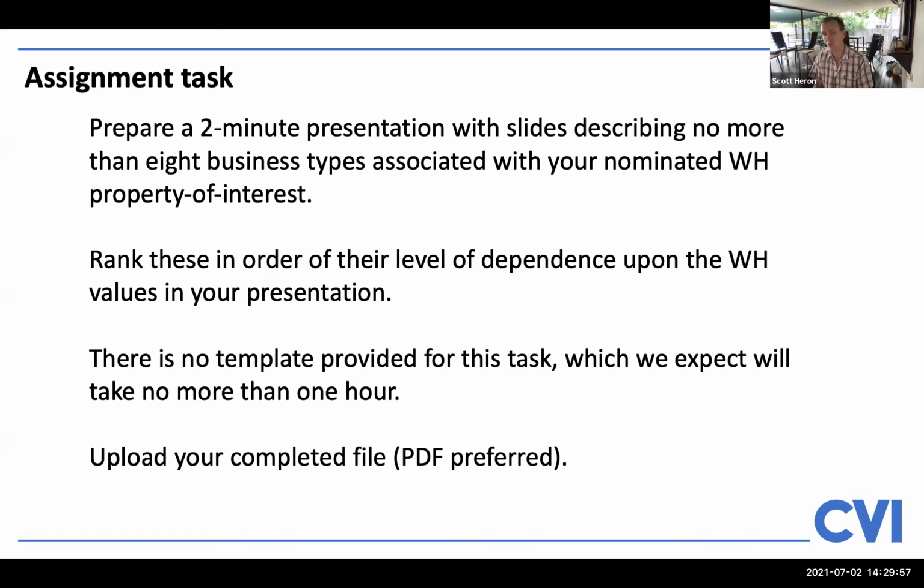Once you have your list, we want you to rank these in order of their dependence upon the World Heritage values. And so we saw before examples of some business types being considered to have a high measure of dependence upon the World Heritage values for that property. Others existing within the property, but not depending upon the World Heritage values. And so we ask that you please rank these and package that together in your presentation. And again, we're looking for an about 2-minute presentation with slides describing the business types. And if you would like to include some representative photographs, you're welcome to. There is no template provided for this task, and we expect it will not take more than an hour, not even an hour. But please do upload your completed file to the Canvas site.